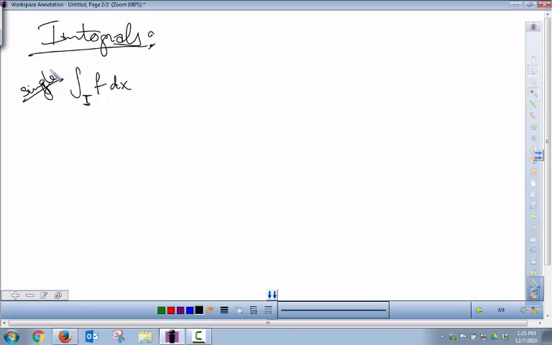This is single or simple. This is your single integral, and for us to make sense out of this, I'll do this in a different color. For us to make sense out of this, we want to figure out that I is an interval from A to B, and then you write your integral stretched out with limits from A to B of f of x dx.